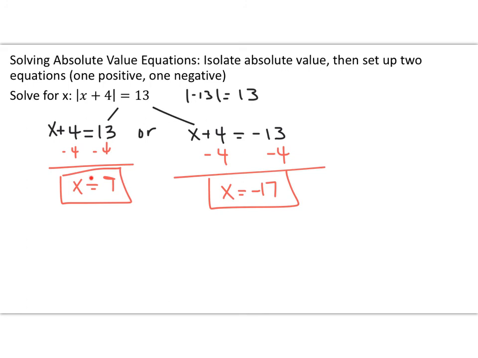So you end up with x equals 9 or x equals negative 17. 9 plus 4 is 13. Absolute value of 13 is 13. Negative 17 plus 4 is negative 13. Absolute value of negative 13 is positive 13.